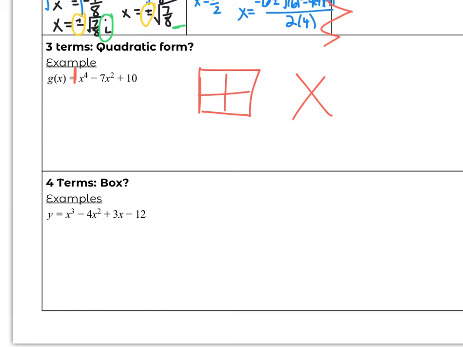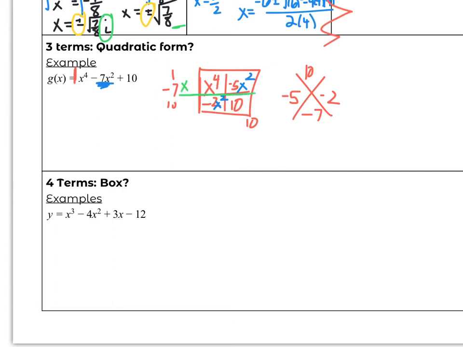So we have our ABC, 1, negative 7, 10. First term, first box. Notice this time it's x to the 4th. Last term, last box. Multiply that diagonal, so 10. B goes at the bottom. What 2 numbers multiply to 10 and add to negative 7? You know it's one of my favorite problems here. Negative 5, negative 2. Now, usually we would put an x on the diagonal, but that would be because my middle term was x. Now I have an x squared. So I need to put an x squared. And let's factor this out like normal.